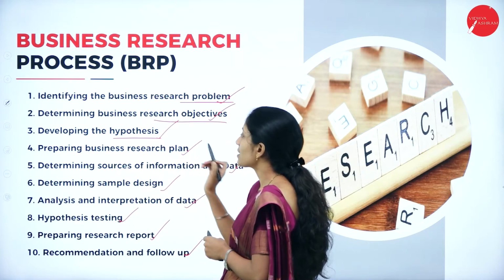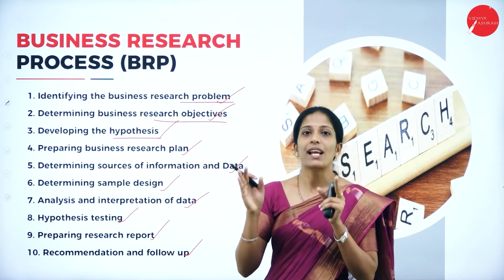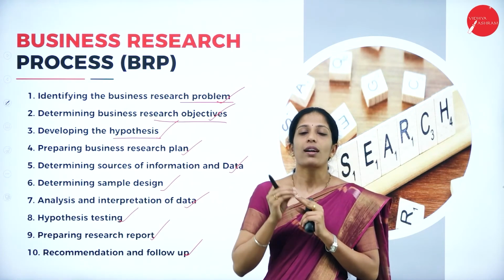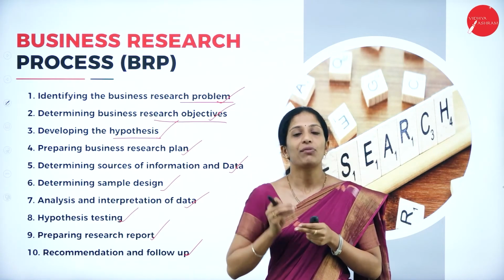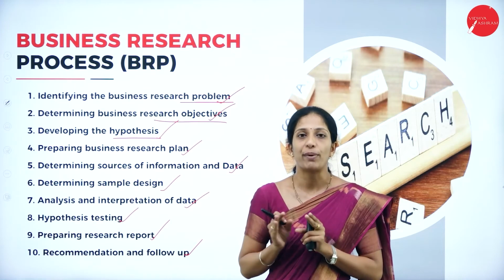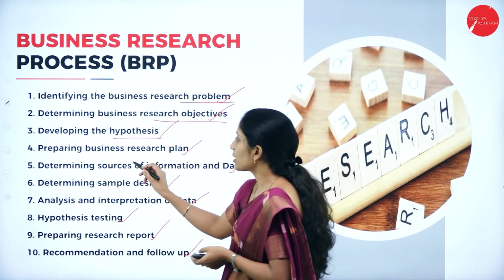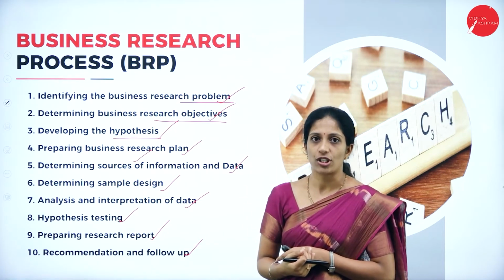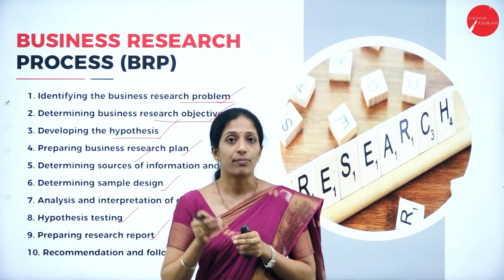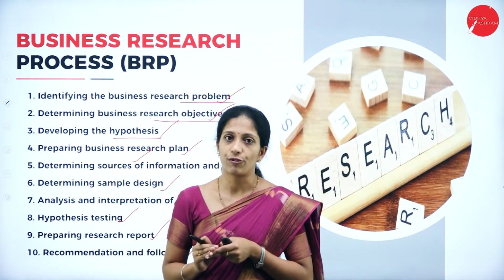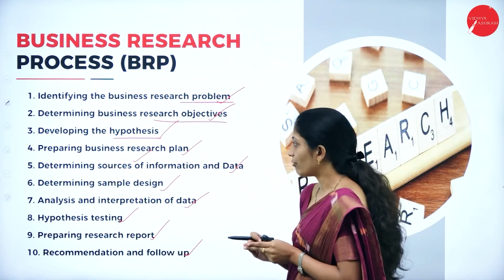Next, business research plan. So, they have to make a proper plan, how it has to be achieved. So, what are the sources of data from where we have to collect? They have to make a proper plan, which is known as business research plan. Next, determining the sources of information. Of course, we know what the problem is. Now, in order to solve the problem, from where we have to collect the information, that is sources of information.